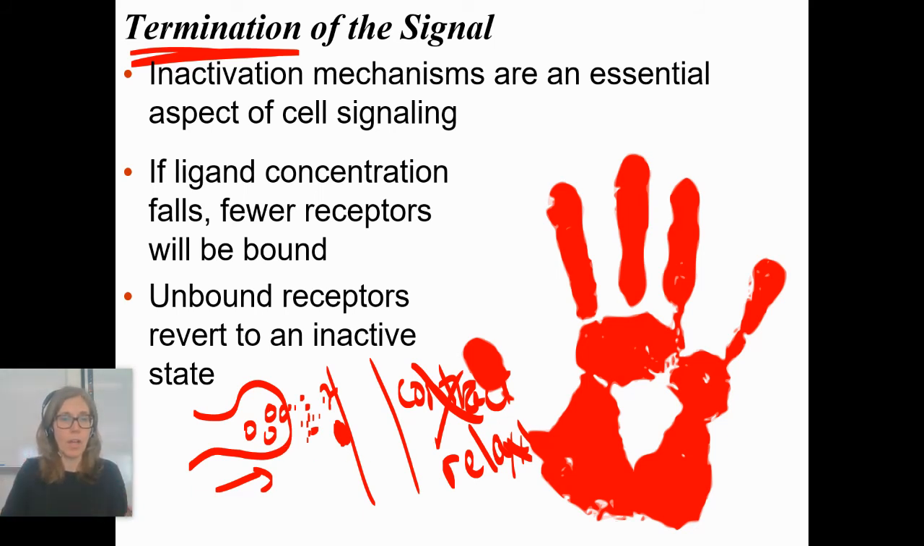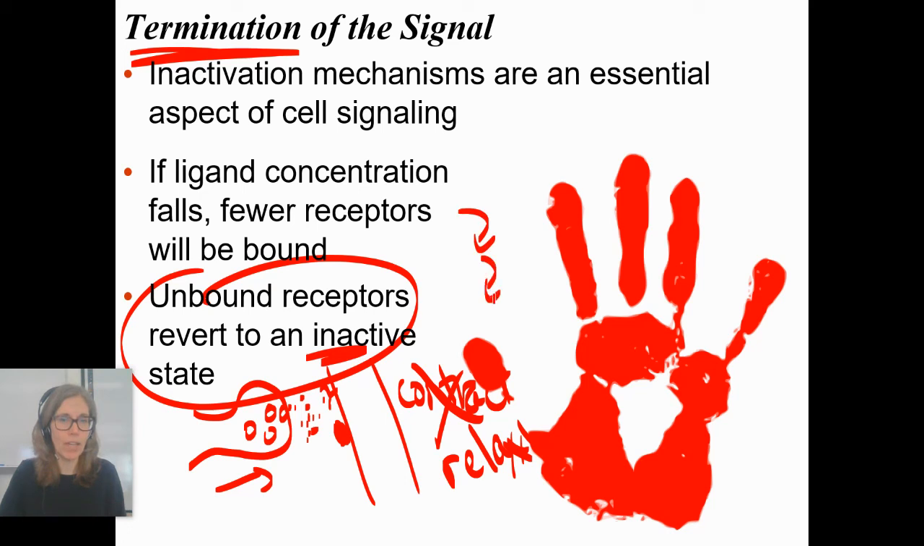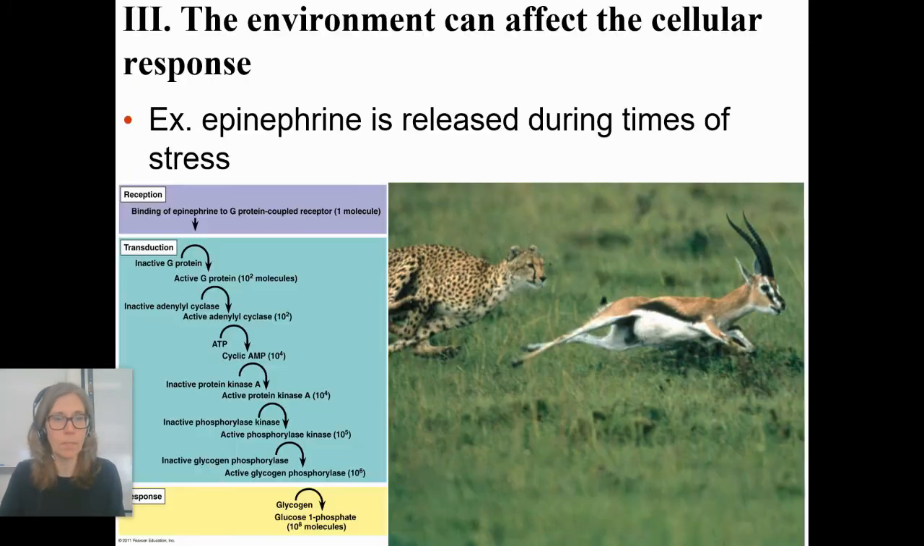So unbound receptors revert to the inactive state, and even the pathway inside, you're going to be able to inactivate that as well. If you phosphorylated some enzymes, you're going to have other enzymes that can dephosphorylate, or take the phosphate off.